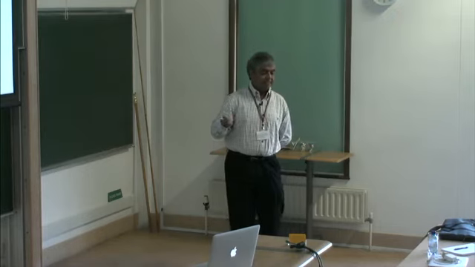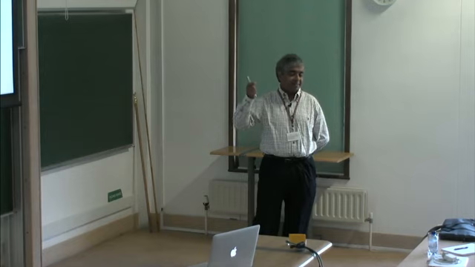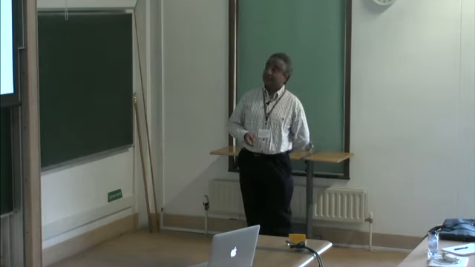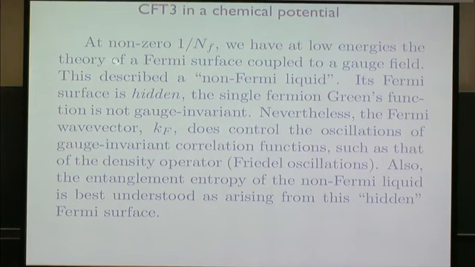Well, if the momentum distribution function is not gauge invariant, you can't quite use that to detect the Fermi surface. And that's why we chose to call this Fermi surface hidden, just to emphasize that it's not obviously there. However, it does have important effects. The Fermi wave vector does control correlation functions of other gauge invariant objects, such as the density operator.